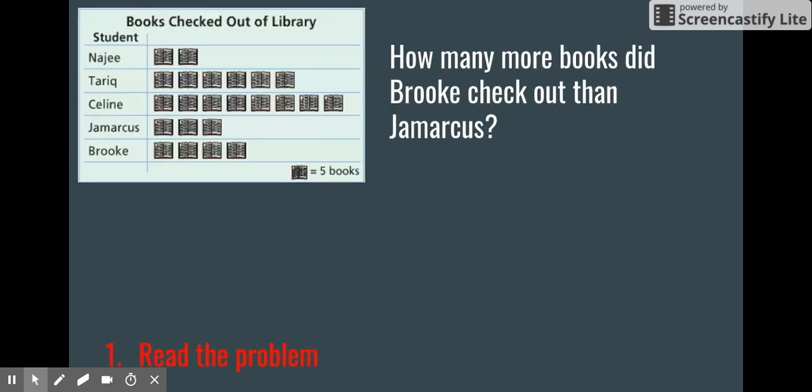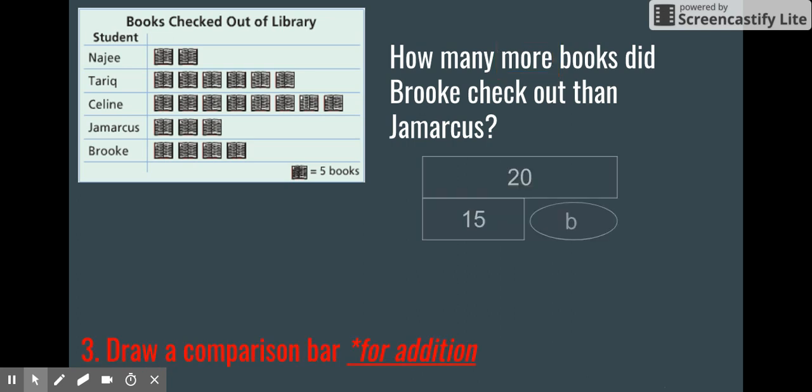How many more books did Brooke check out than Jamarcus? That's the problem. Number 2, look for keywords. We see the keyword more, so we know this is going to be an addition comparison problem. Number 3, draw a comparison bar. We're drawing it for addition because we identified the keyword that goes with addition comparison problems.